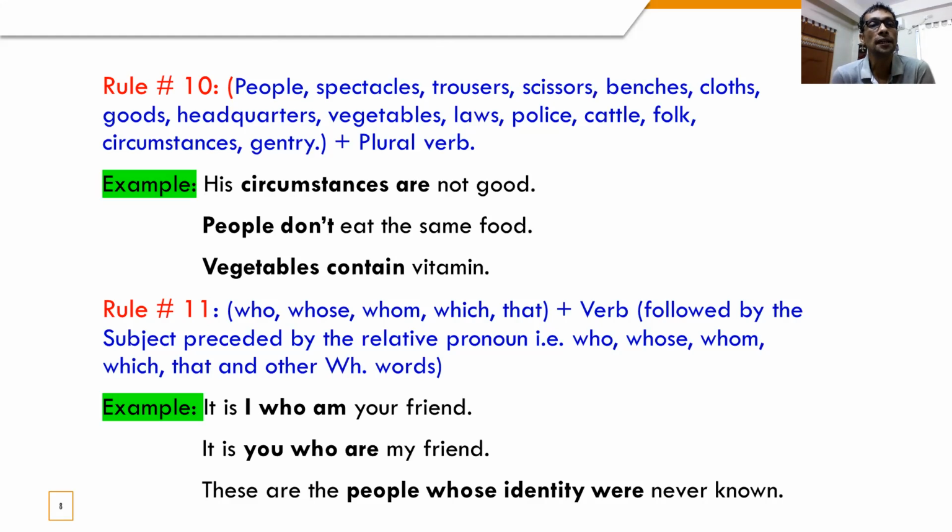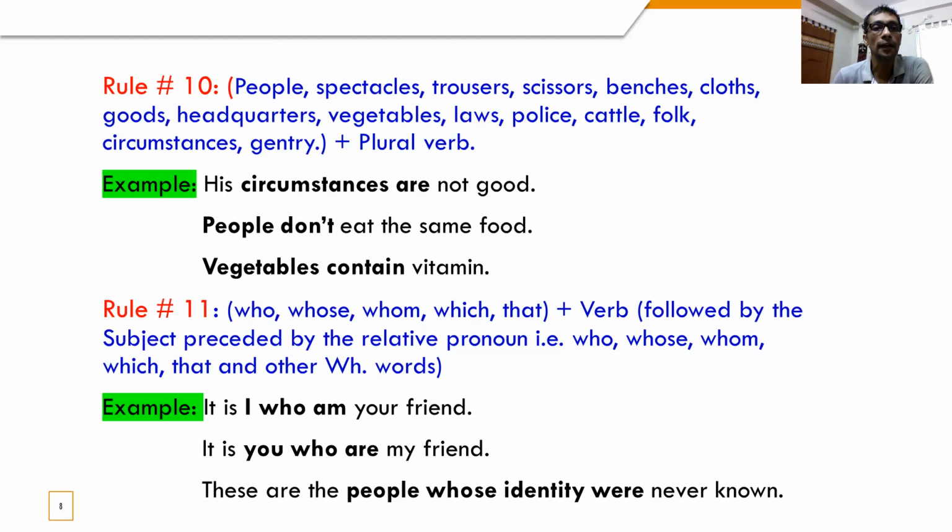People don't eat the same food. Vegetables contain vitamins. So you can see from these examples that when you use these special nouns, you must use the plural verbs, not the singular verbs, like circumstances, people, vegetables, and all this. Okay, rule number 11 now.